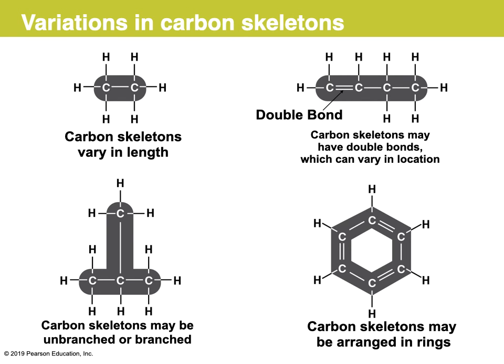So this shows you some of the variation in carbon skeletons. So again, they can vary in length. If you're starting from the upper left, you can see a carbon skeleton chain that's only 2 carbons in length. You look to the one beneath that, and you can see that carbon skeletons can be branched or unbranched. So it doesn't have to just be a straight line. Moving to the other side, on the upper right, you can see that carbon skeletons may have double bonds. Remember, that's when 2 pairs of electrons are being shared. And those double bonds can vary in their location. And in the bottom right, you'll see that carbon skeletons may even be arranged in rings.